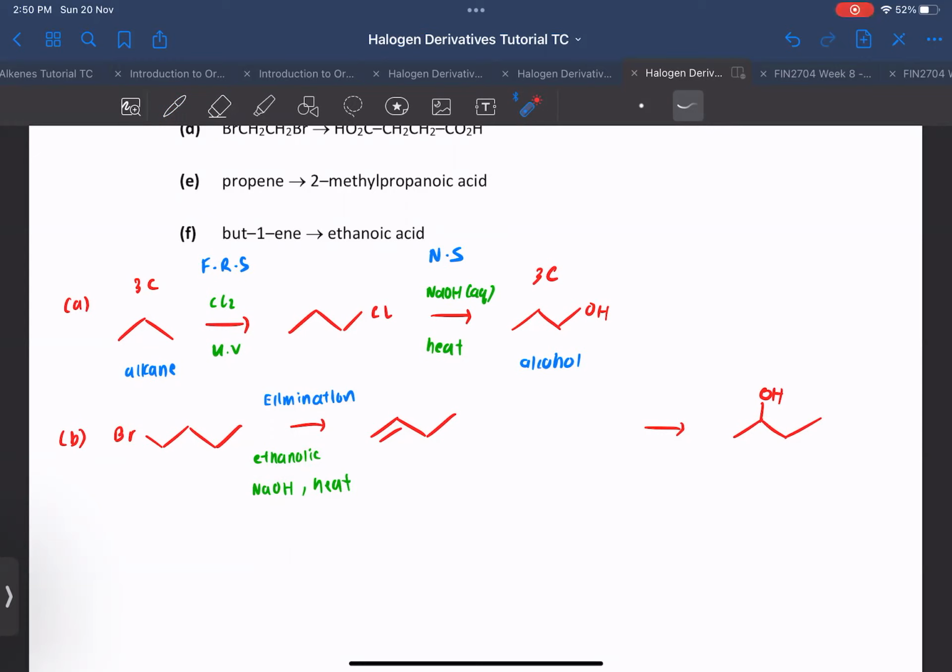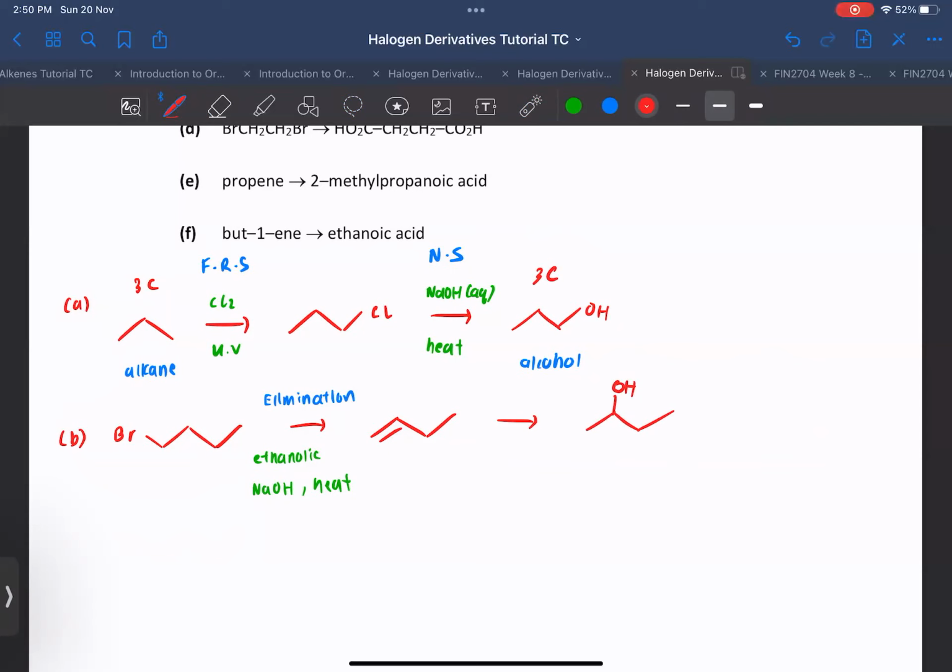Now, you got rid of the Br. Good. But what's next? Can we turn this alkene into an alcohol in one step? So what do you guys do? Do you add back the Br first? So you add back the Br, then you undergo nucleophilic substitution afterwards. This one is correct, but you can actually shrink this into just that. You don't need that extra step. This is actually already enough.